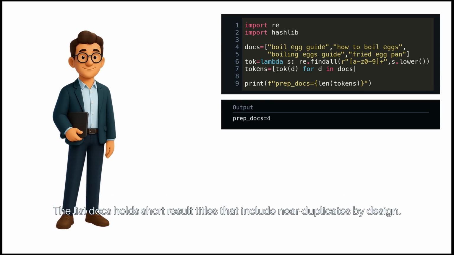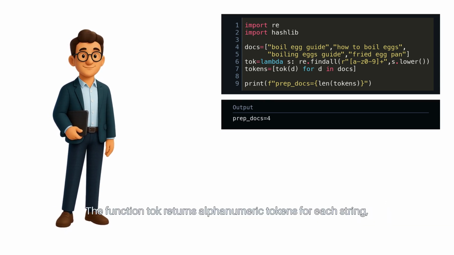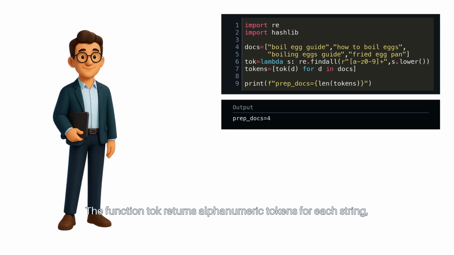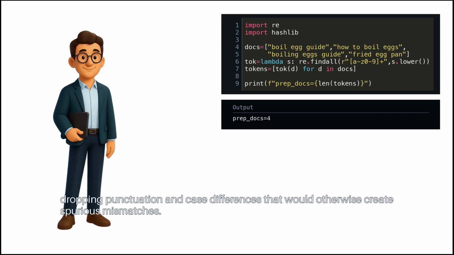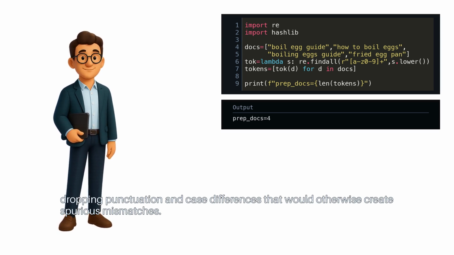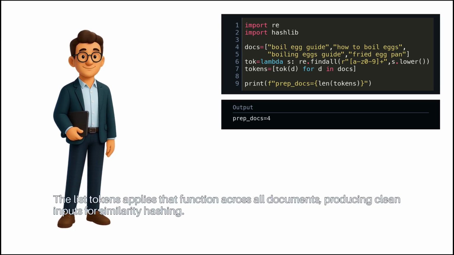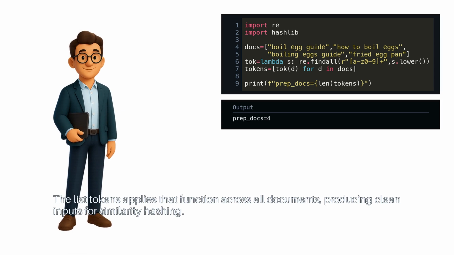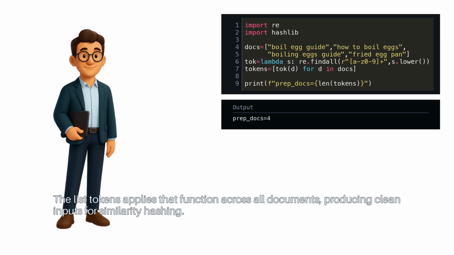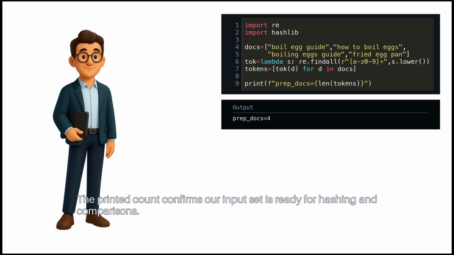The list docs holds short result titles that include near duplicates by design. The function tokenize returns alphanumeric tokens for each string, dropping punctuation and case differences that would otherwise create spurious mismatches. The list tokens applies that function across all documents, producing clean inputs for similarity hashing. The printed count confirms our input set is ready for hashing and comparisons.